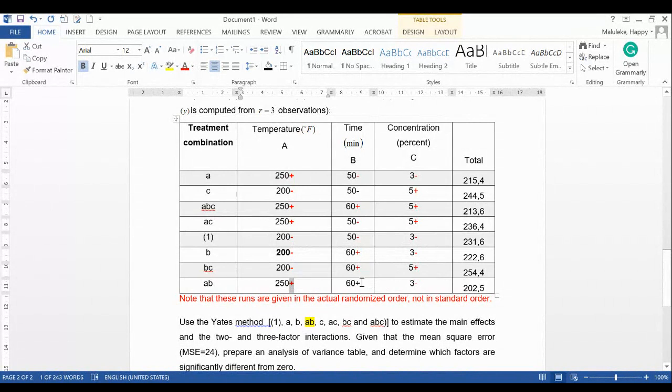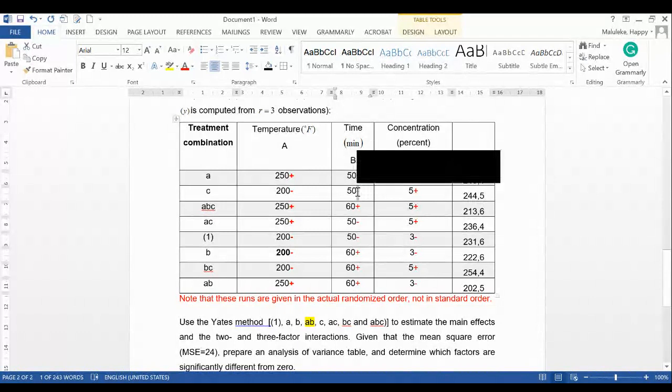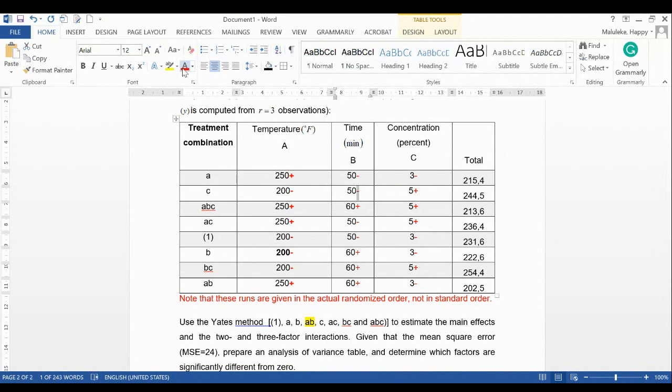Yes. We first have to divide the treatment combinations into pairs. It means we're going to divide them 2 by 2, after ordering them. Then we add the observations from each pair for the first half and subtract the observations from each pair for the last half.